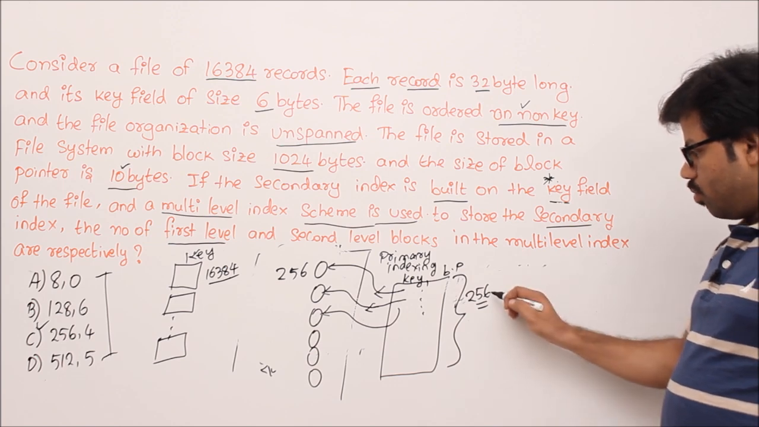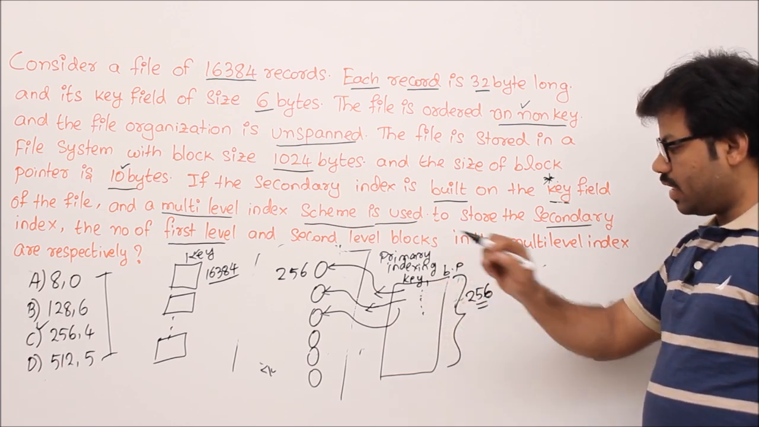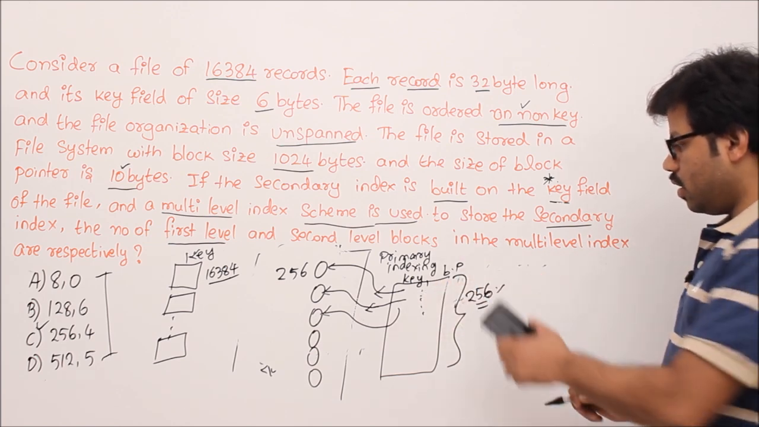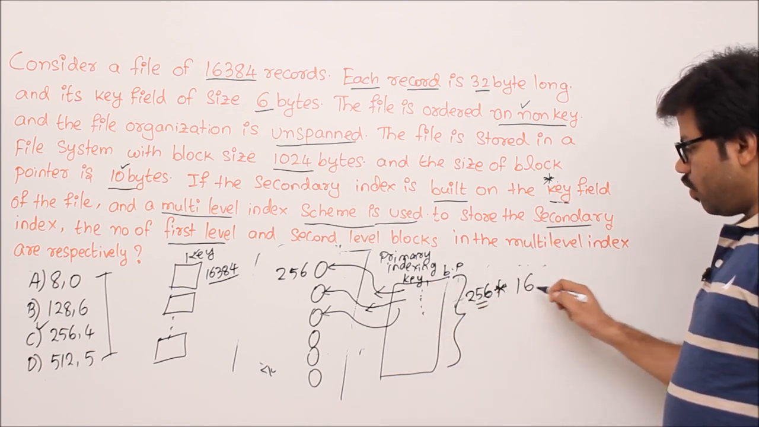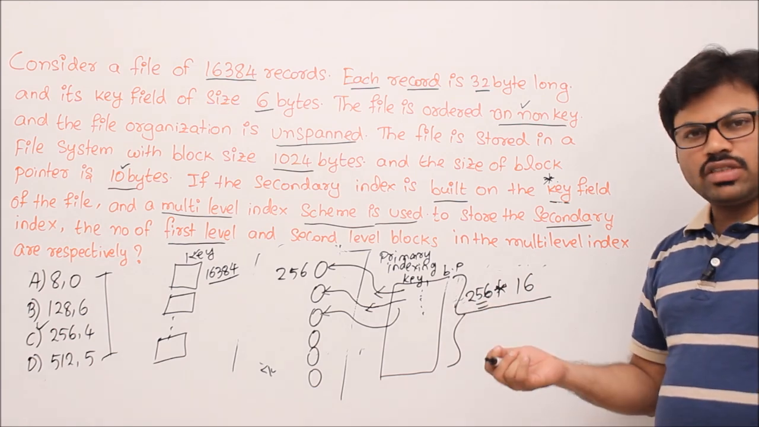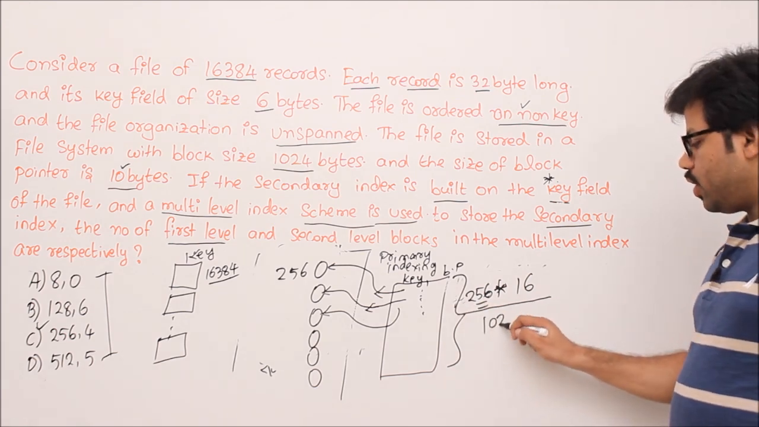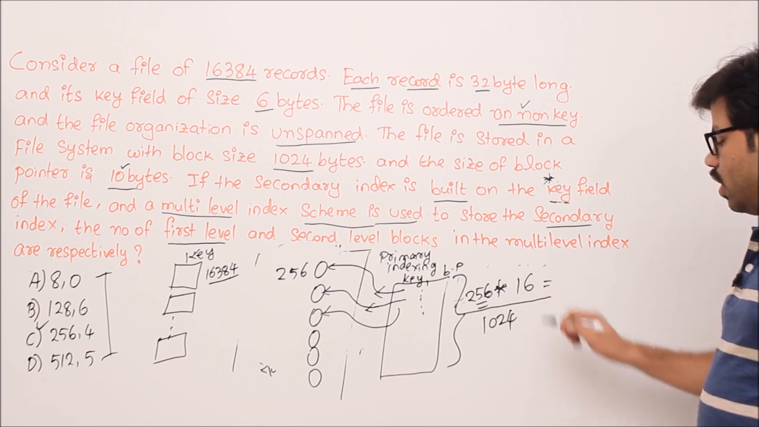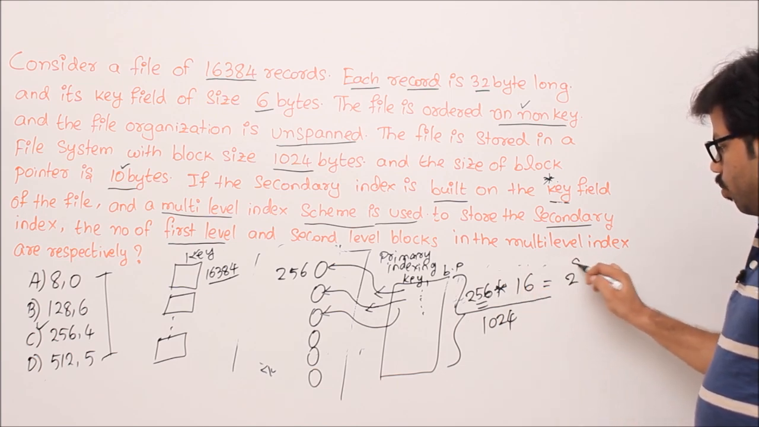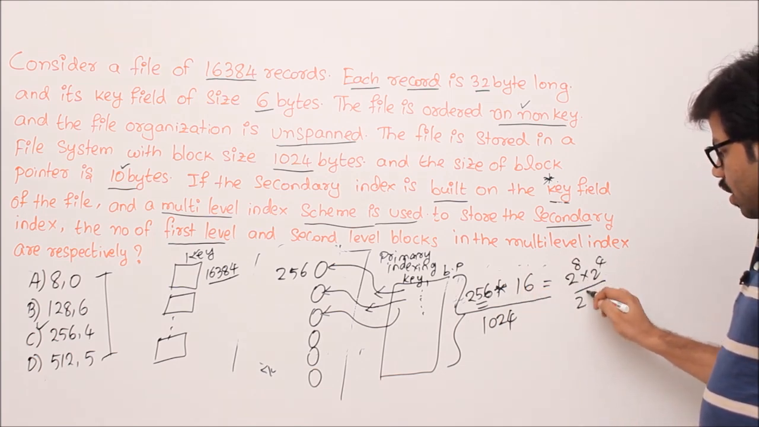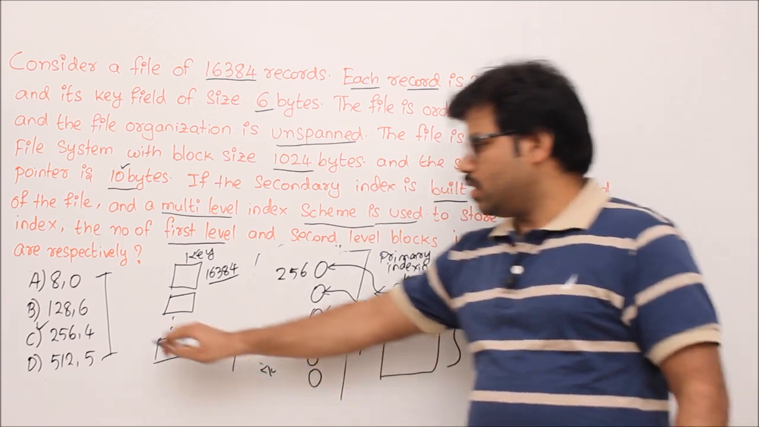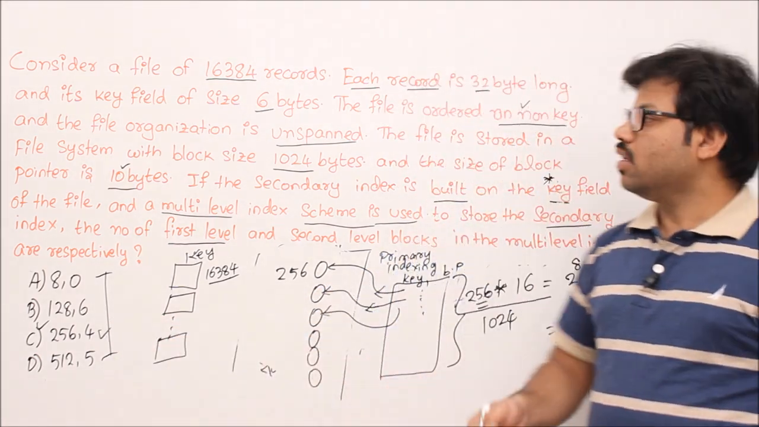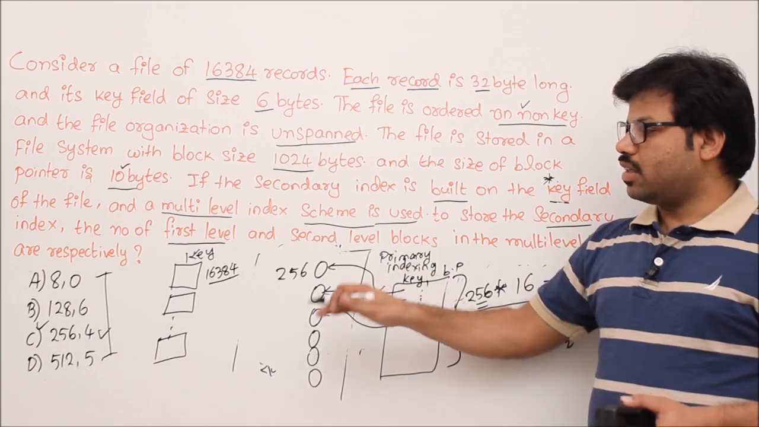Now come back to our problem. What is your index file size? 256 records, correct? And each record size is 16. This is your original file size. Then how many blocks are required? Simply divide by the effective block size, which is 1024. If I simplify, 2 power 8 into 2 power 4 by 2 power 10, 2 power 12 by 2 power 10, which is nothing but 2 power 2, which is 4. Yes, so 256 comma 4 matches the option. Finally, the correct answer is option C.